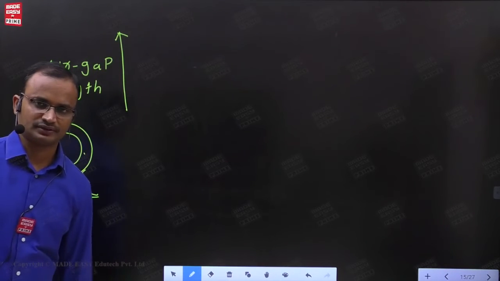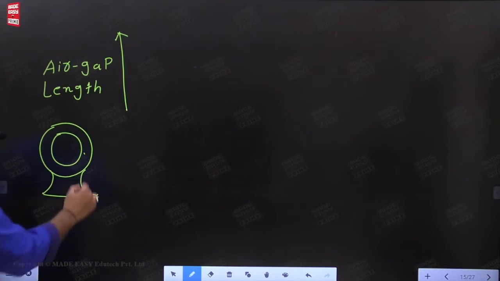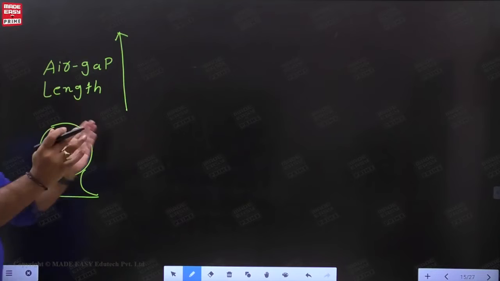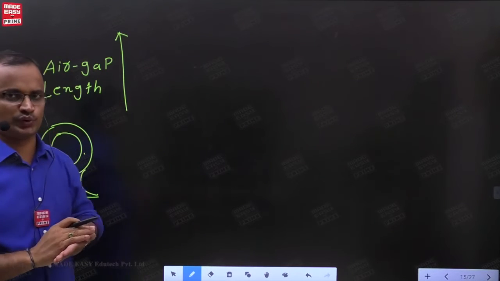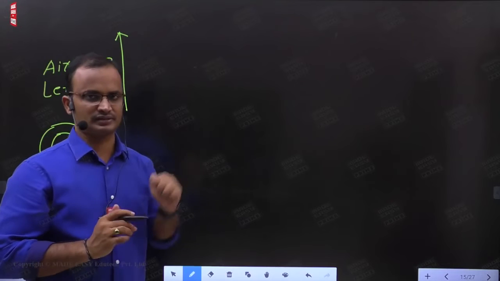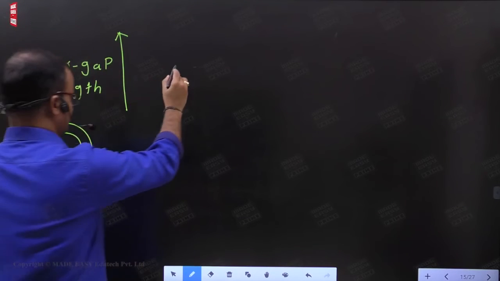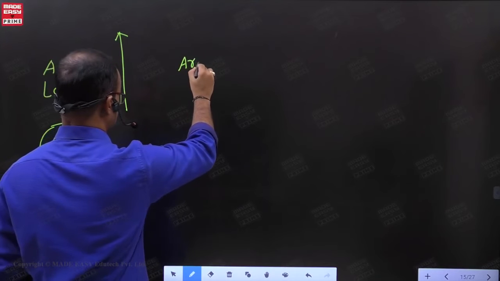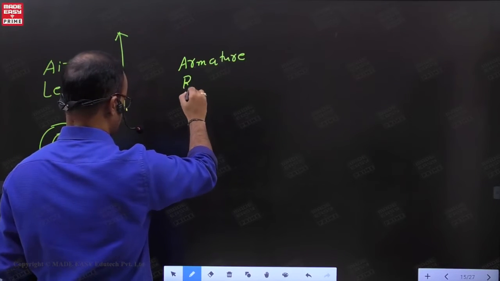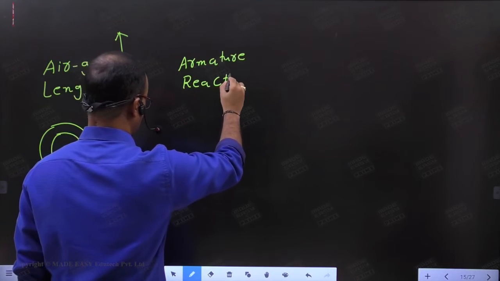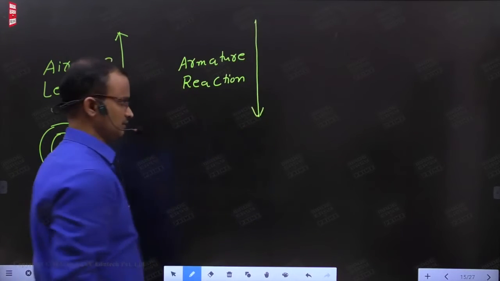armature reaction की definition क्या है? Effect of armature flux on the main field flux. If you increase the length of the air gap, obviously what will happen? Reluctance increases. जब reluctance increase हुआ तो what will happen? Armature reaction effect decreases. That means, sir, by increasing the length of the air gap, armature reaction decreases.